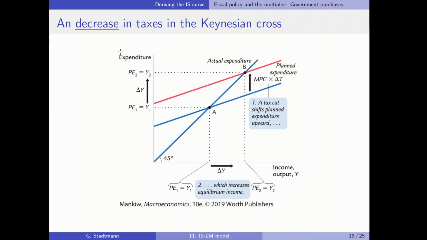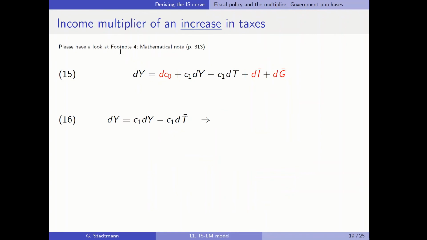I think it is important to emphasize here that in a first step, we have to derive the income multiplier of an increase in taxes. And then when it comes to the interpretation, we can change something. If you want to have a look at the textbook, this is derived on page number 313 in footnote number 4.